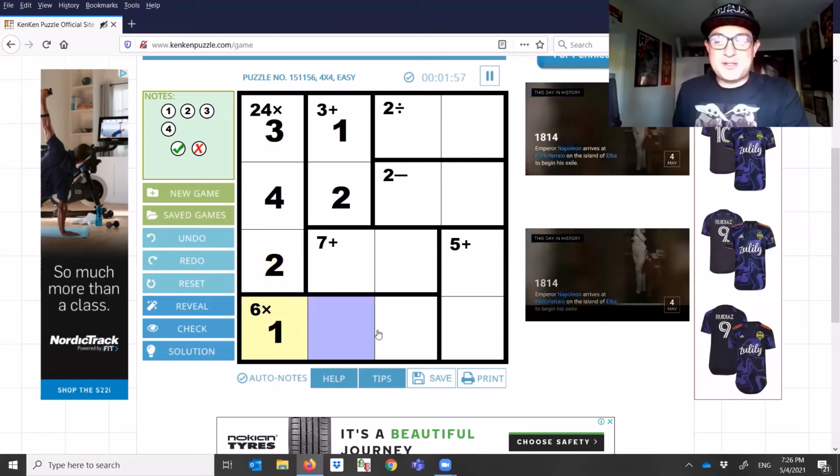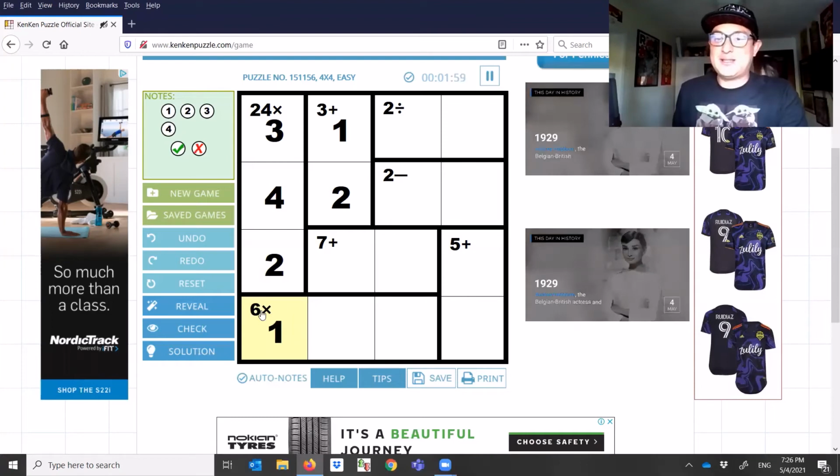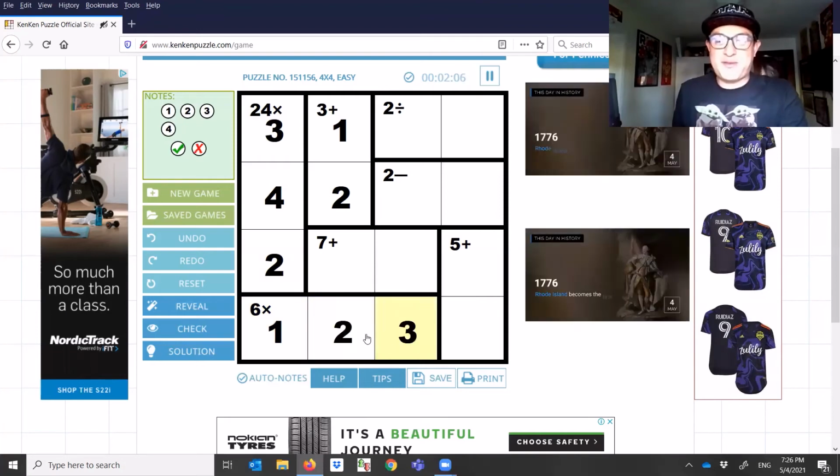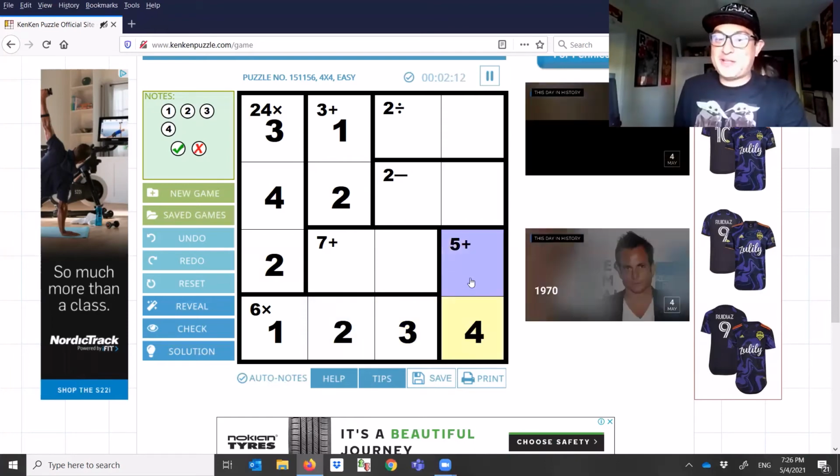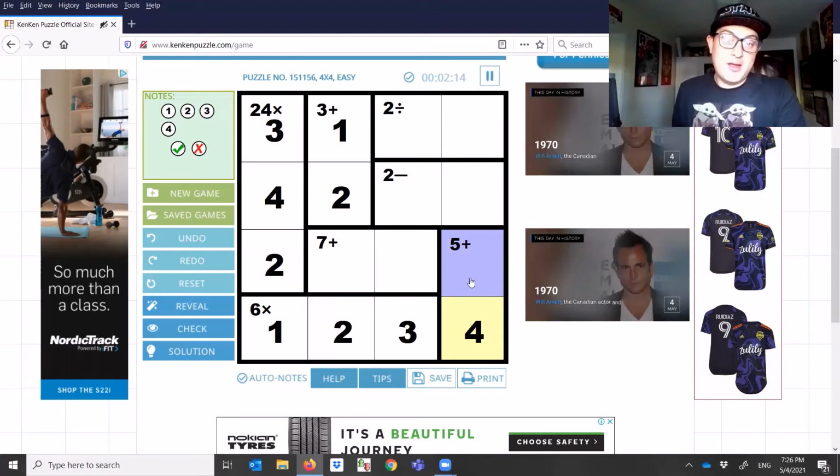And what 2 numbers multiply to make 6? That's a 2 and a 3. 2 times 3 is 6. And then 6 times 1 is 6. So that doesn't change it. So we know that this has to be a 4. And 4 plus what is 5? 1. So this has to be a 1.